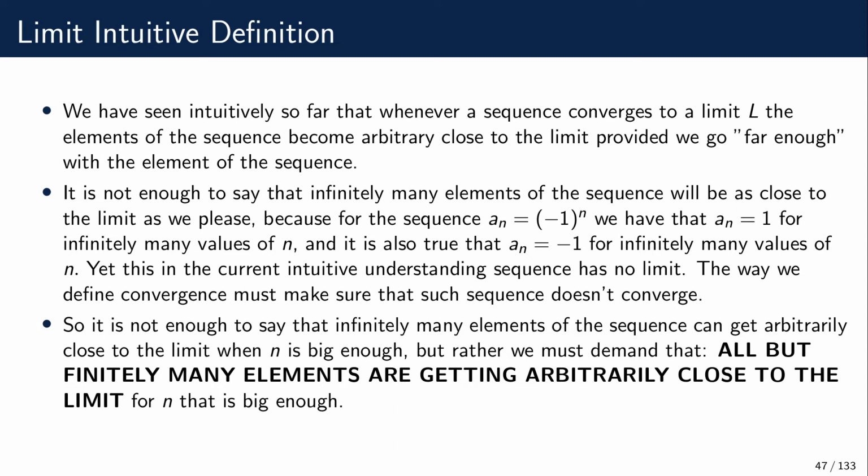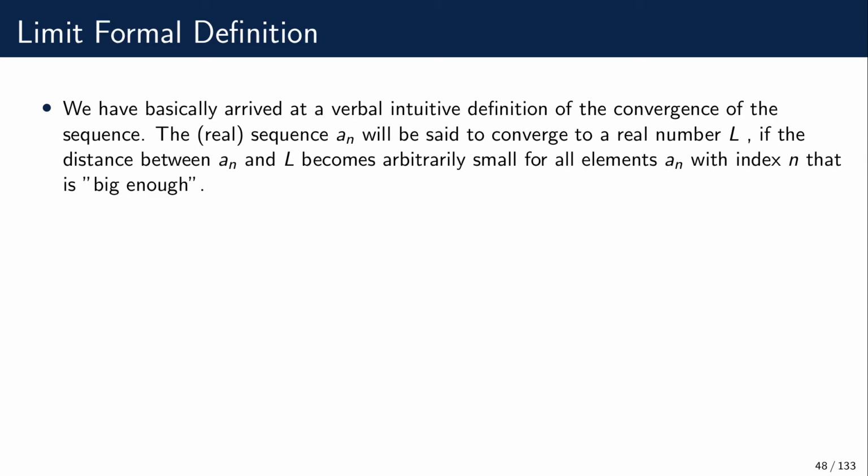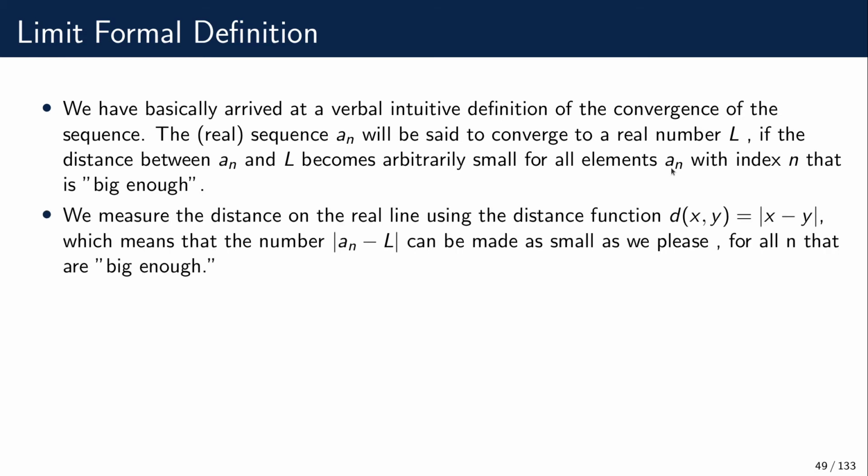So as we've seen for the previous sequence, starting from some very big natural number, from this point on, for example for the sequence 1 over n, for every n that is greater than 1000, the distance of the elements of the sequence from the limit is less than 1000. Now we verbally define what it means for a number to be the limit of a sequence. The distance between an and l should be arbitrarily small when the index of the element an is big enough. So the question: how big is big enough?